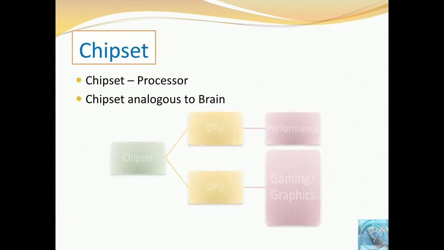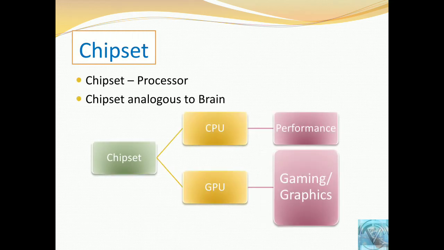Next one, chipset. Chipset means the processor. Chipset is analogous to the brain. All commands will be received by the processor, and the processor analyzes the command and gives a response to the command. RAM, ROM and OS etc. will be under the control of the chipset.